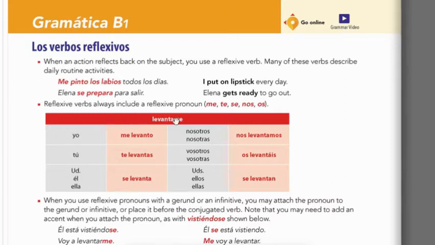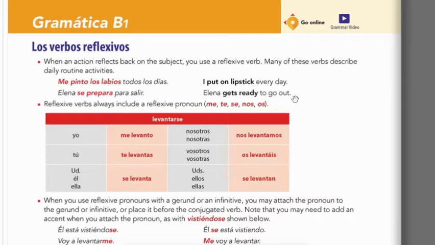Look at the verb in the box here, levantarse. You can get yourself up. You can stand up. You can also lift other things. Levanto pesas, levanto las cajas. But if you're getting yourself up, if you're lifting yourself, then it's reflexive.